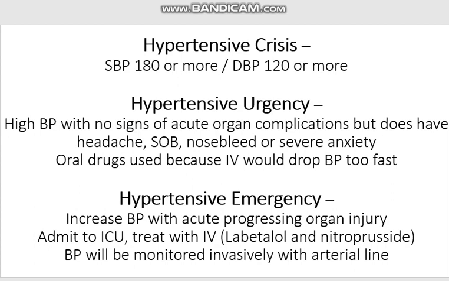Hypertensive emergency is having an increase in blood pressure with acute progressing organ injury. The patient will be admitted to ICU and treated with an IV of labetalol or nitroprusside. Their blood pressure will be monitored invasively with an arterial line.